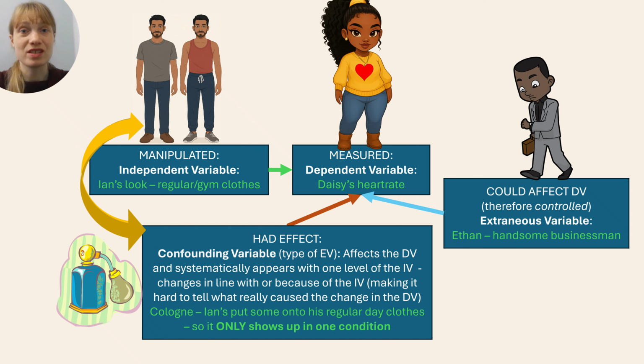But then there's something else. When Ian wears his regular day clothes, he also puts on cologne out of habit. So now we can't quite tell what affected Daisy's heart rate, whether it was Ian's outfit or his different scent. Now that's a confounding variable. It could well have had an effect on the dependent variable, Daisy's heart rate.